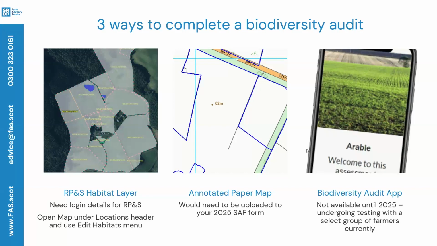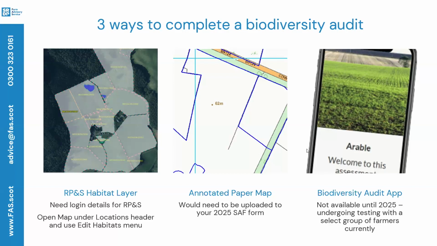So when you're submitting your basic payment claim next year before the 15th of May, we're not quite sure how it will look yet on the Rural Payments website, but there will be a tab somewhere for you to upload supporting documents, and that'll be where you upload the map that you've created if you've done it in the paper form. If you do it on the Rural Payments and Services habitat layer, it will automatically be sent to the department, so there's no need for you to upload anything to your IACS form as far as I'm aware. There might be a box to tick to say that you've done it on Rural Payments and Services. We'll find that out as we get closer to IACS time next year.